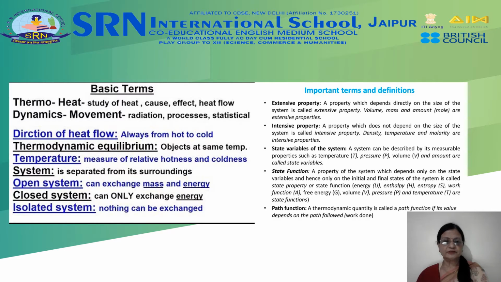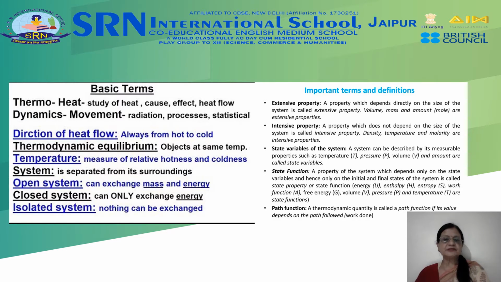So let us go with the basic terms. In thermodynamics, thermo means heat and dynamics means movement. This movement is in the form of radiation or in the form of processes. The direction of heat flow will always be from hot to cold. Thermodynamic equilibrium means that objects are at the same temperature. Temperature is the measure of relative hotness and coldness.